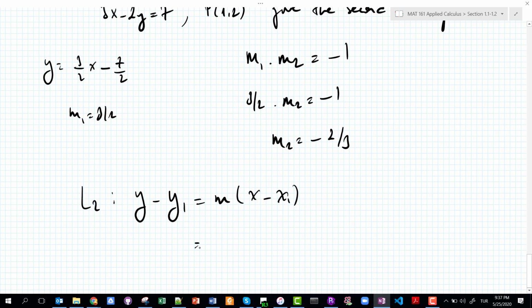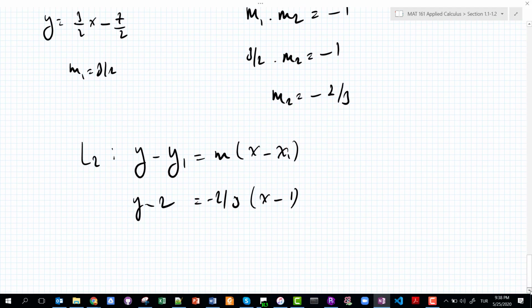As you see, m is equal to -2 over 3 from the perpendicular relationship, and then x minus 1, and y minus 2. That's going to be my line equation. You can just leave it this way, or you can put it into the slope-intercept form.